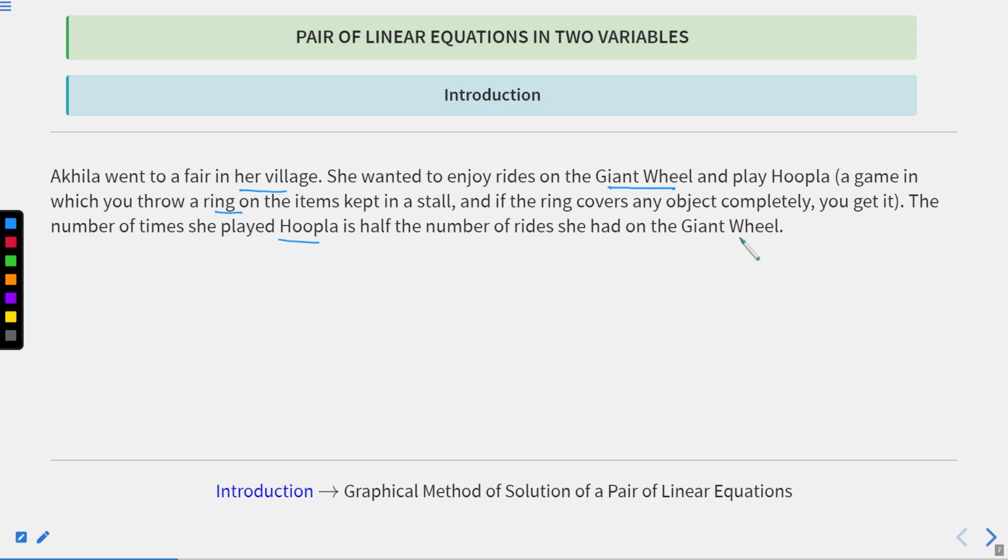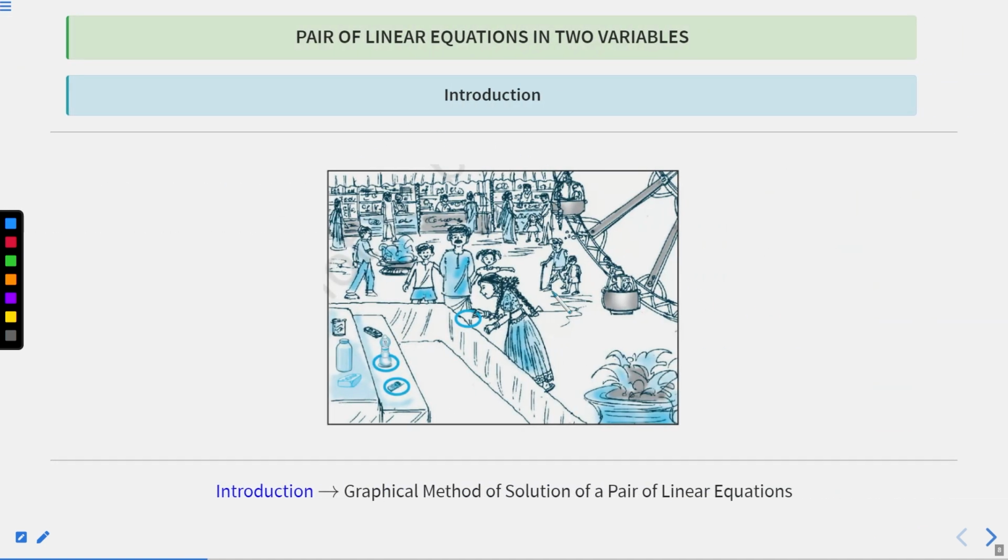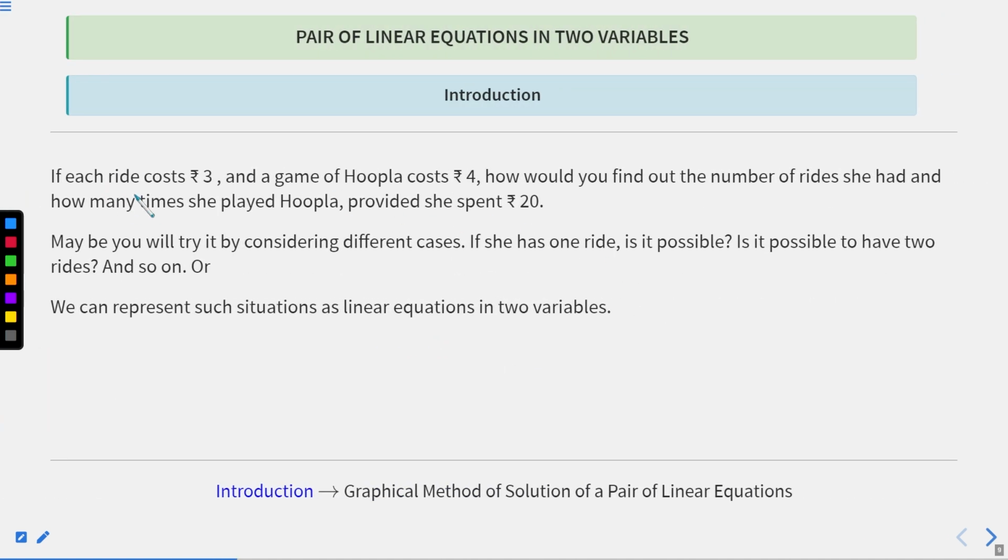So now here you see she is Akhila, and she went to a fair in her village and she is playing hoopla. If each ride costs ₹3 and a game of hoopla costs ₹4, how would you find out the number of rides she had and how many times she played hoopla, provided she spent a total of ₹20?